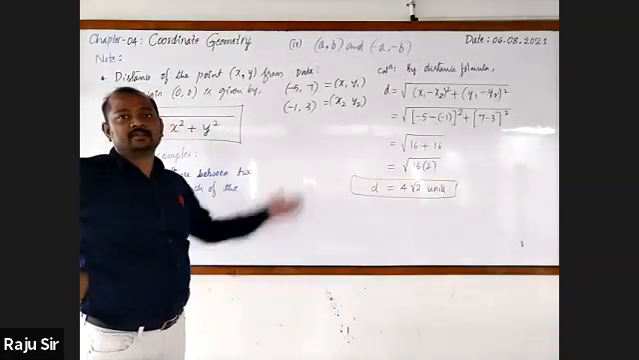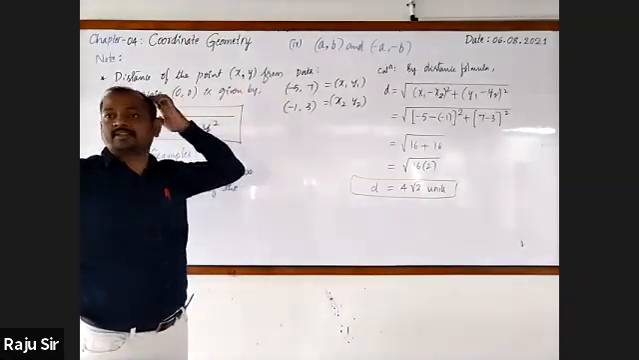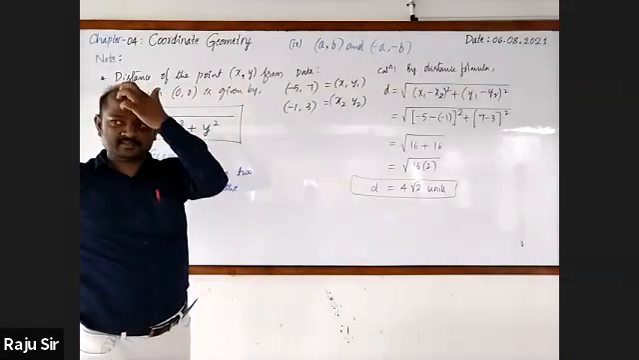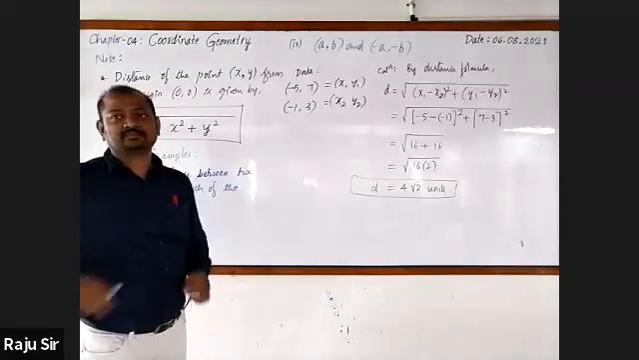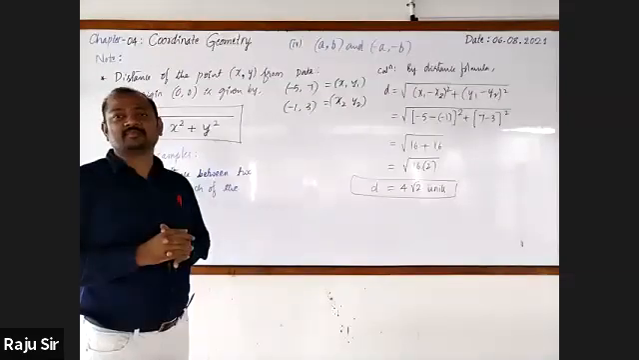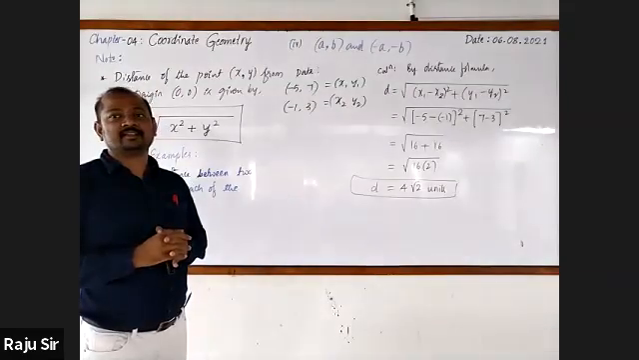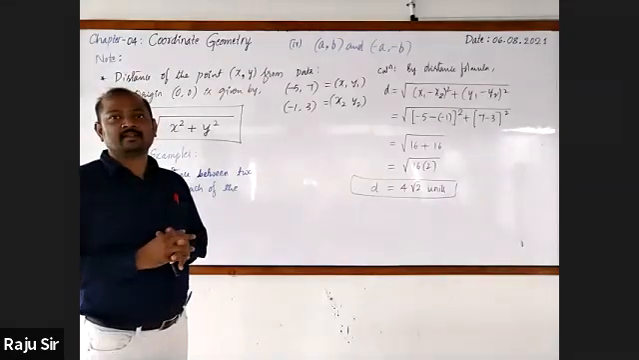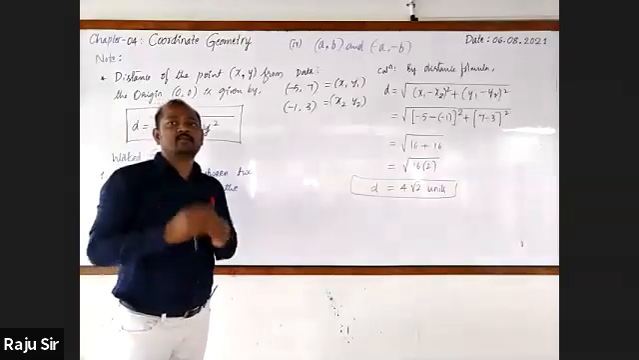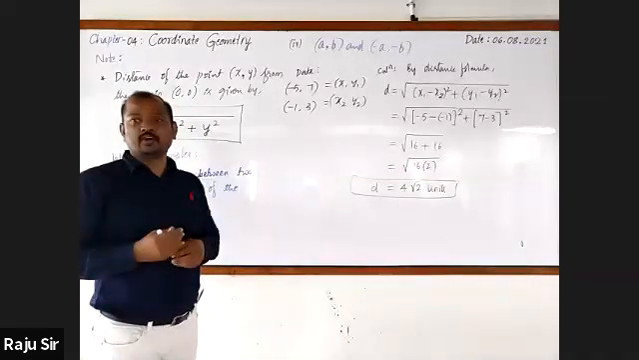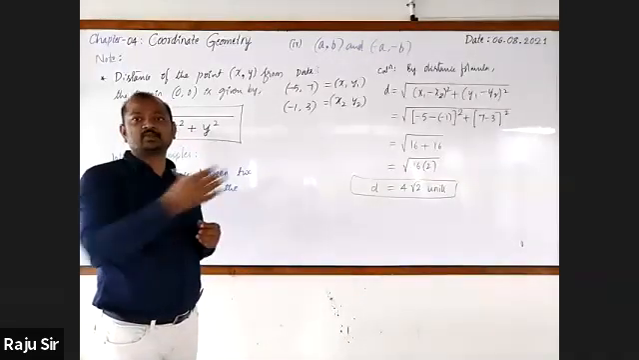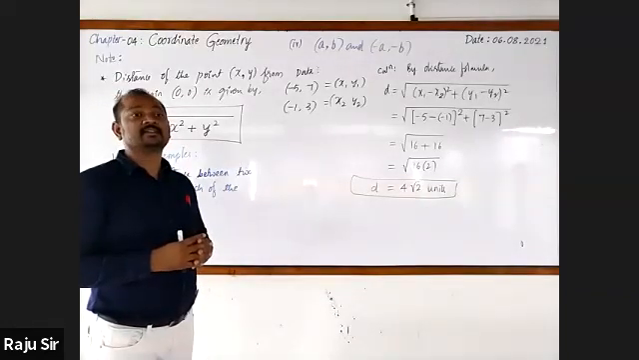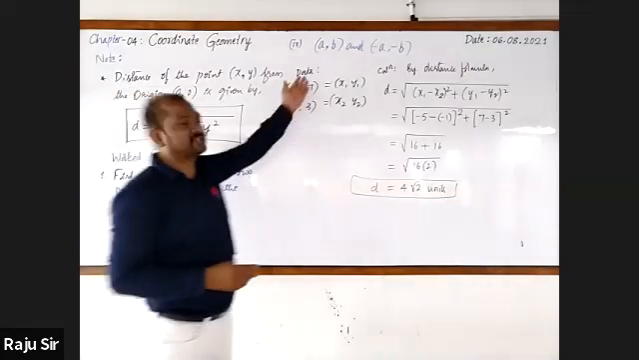Just mind calculation is enough. 2 into root 2a plus 2b, sir. 4. What is square root of 4? 2. 2 into square root of a square plus b square. See how simple it is.